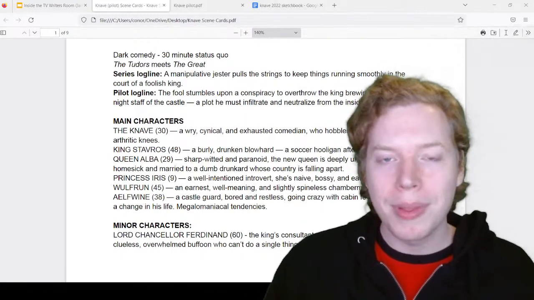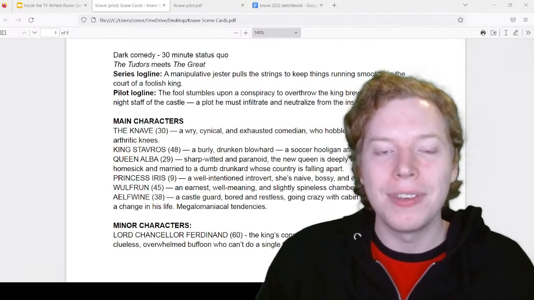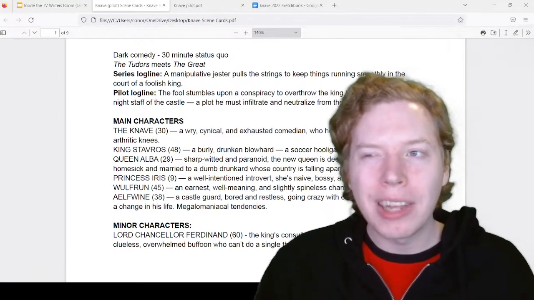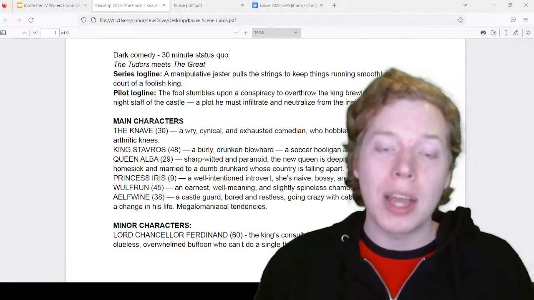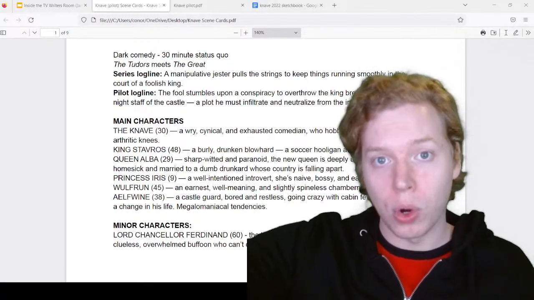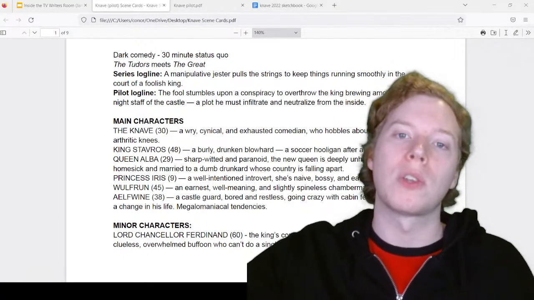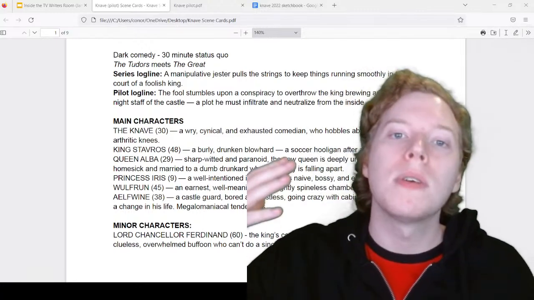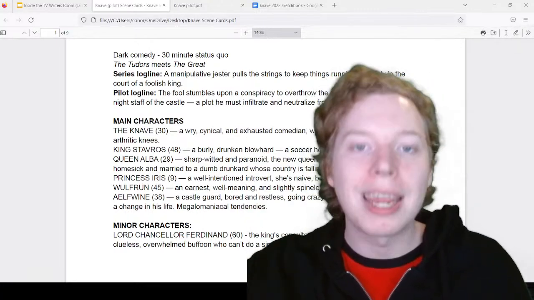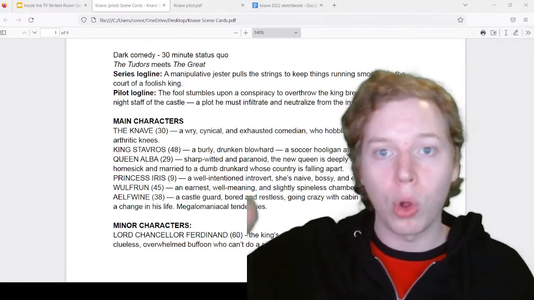Because at first I was like, why would the knave like anyone here? If he's surrounded by idiots, he would clearly hate everyone. So I need to come up with some kind of character that he would actually like. And the idea of it being the child of the court actually made a lot of sense, because the child is more impressionable and has more room to grow. So always be thinking relation to main character, and that can really help you fill out a whole cast.